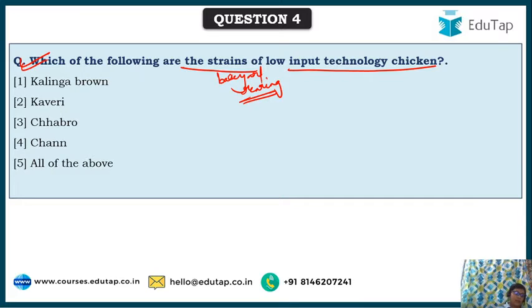Yes, Ajay. All the best, Ajay. Shailaja is saying 5. Okay, all the above: Kalinga Brown, Kaveri, Chabro, Chan. Yes, Shailaja, you are right. Can you tell me which institute has released these? Yes, Om, you are right. Which institute has released all these strains or breeds of birds? Any idea?